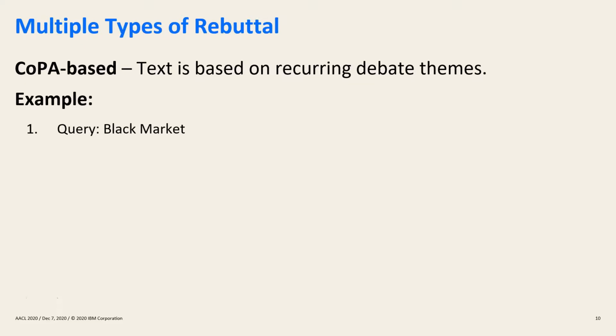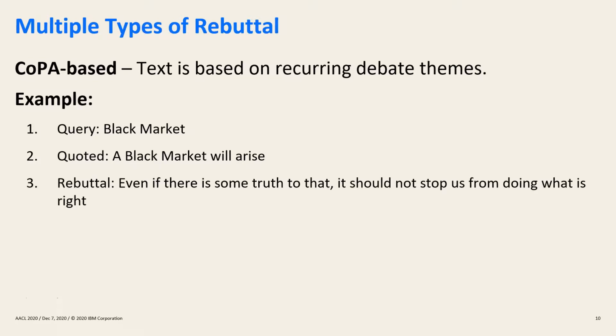So for example, a recurring theme, a class of principled argument, is the black market. So we can have a query asking whether or not the opponent claimed something about a black market. And then when we refer to what the opponent said, we would say that the opponent said that the black market will rise. And as rebuttal, we could say that even if there is some truth to that, it should not stop us from doing what is right. So this is a rebuttal unit: the query, the quoted text, the rebuttal. Based on this, we can embed within the rebuttal speech a rebuttal of the opponent.